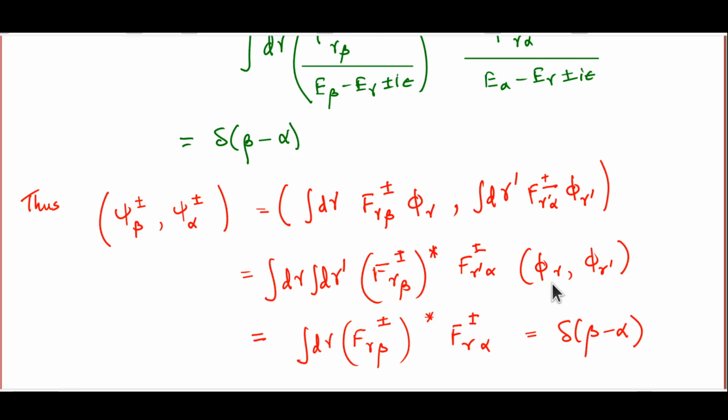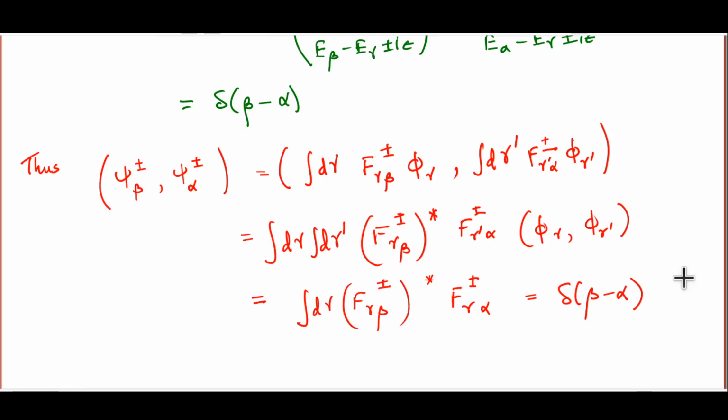And then using the fact that phi gamma and phi gamma prime are orthonormal to each other, you end up with the delta gamma minus gamma prime from here. Use that to trivially work out the gamma prime integral, and then using the result we had just derived, show that this is delta beta minus alpha. So the orthonormality of the in and the out states has been established.